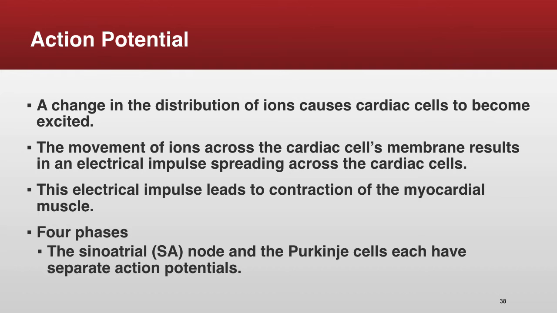The action potential is a change in the distribution of ions caused by the cardiac cells becoming excited. The movement of the ions across the cardiac cell's membrane results in an electrical impulse spreading across the cardiac cells. This electrical impulse leads to contraction of the myocardial muscle. We have the four phases that go from the sinoatrial node and the Purkinje cells that each have separate action potentials.